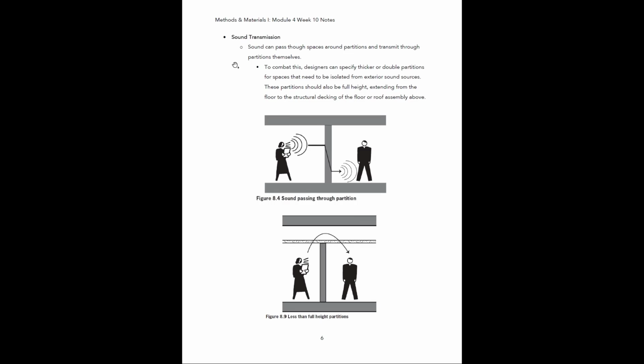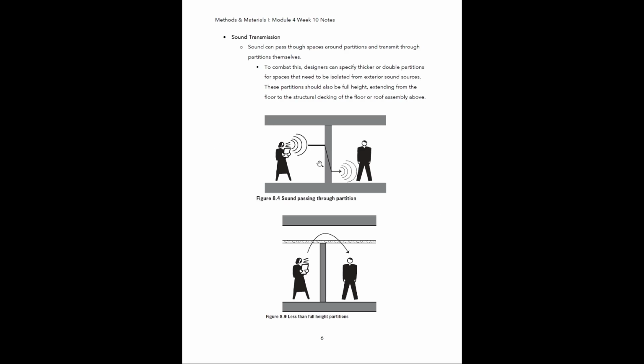And then sound transmission. Sound can pass through spaces around partitions, and it can also transmit through the partitions themselves. To combat this, designers can specify thicker or double partitions for spaces that need to be isolated from exterior sound sources. These partitions should be full height, extending from the floor to the structural decking of the floor or roof assembly above. All right, so if we look at these diagrams here, these are taken from the textbook.